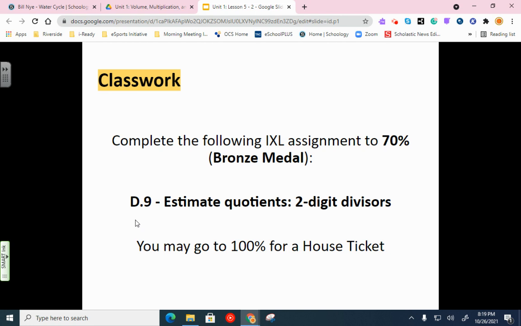for this unit. But for today, this IXL is just going to be estimating, and you only have to go to 70%. And once that bronze medal pops, you can be done. Now, I'm not there to give away house tickets for kids to go to 100, so you can just do it for fun. But again, I'm not there to hand out house tickets for today.